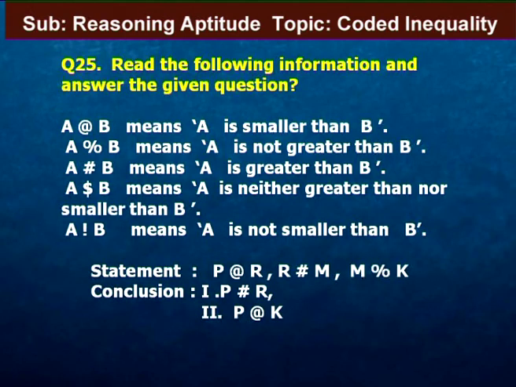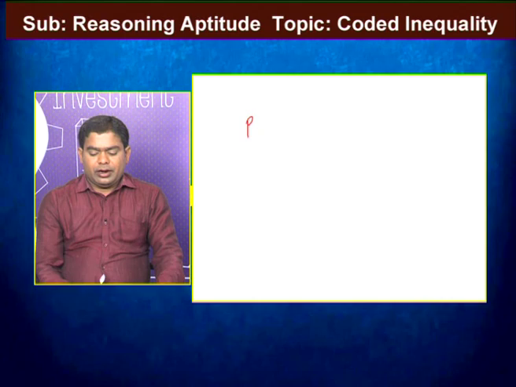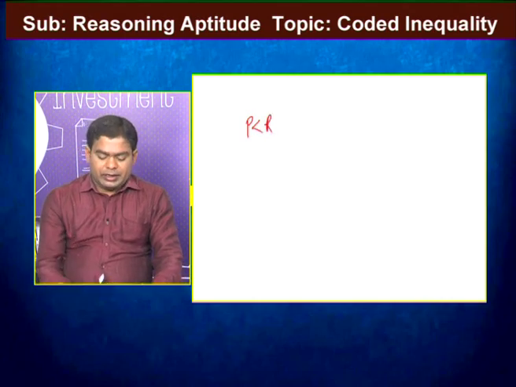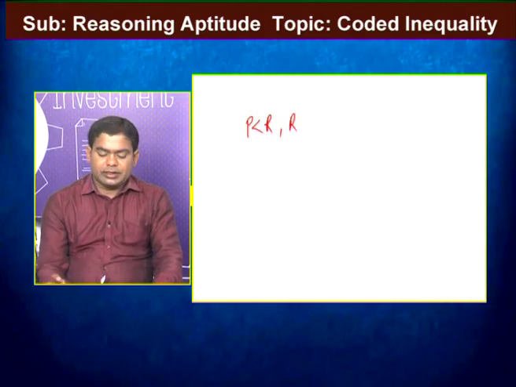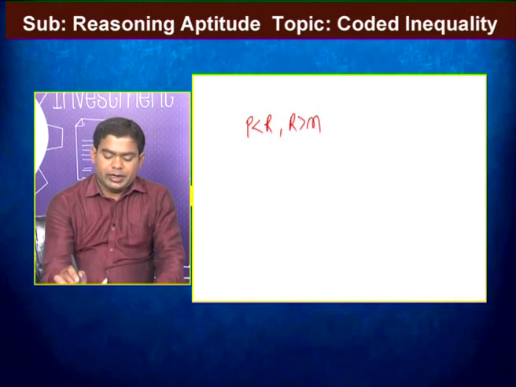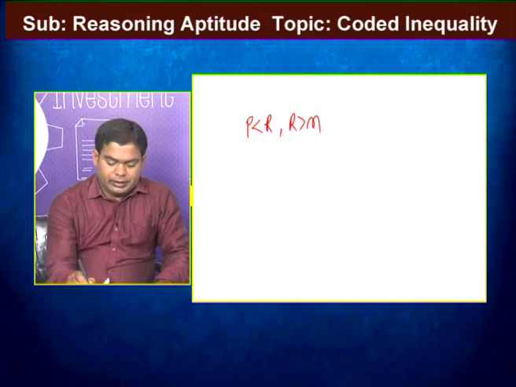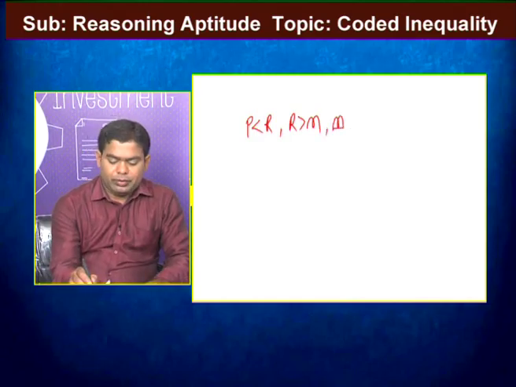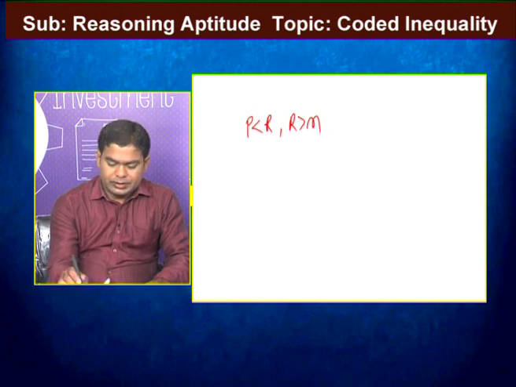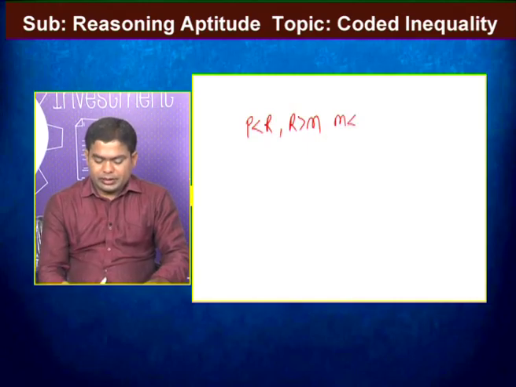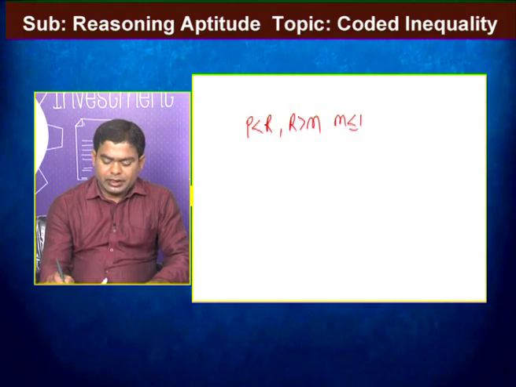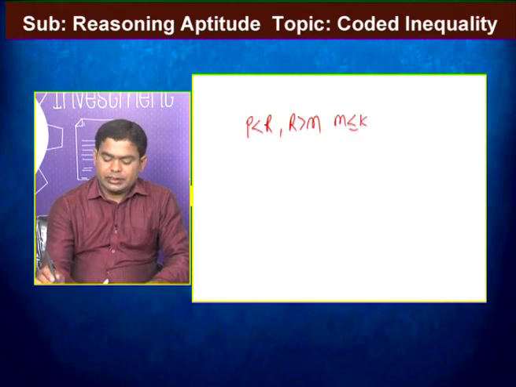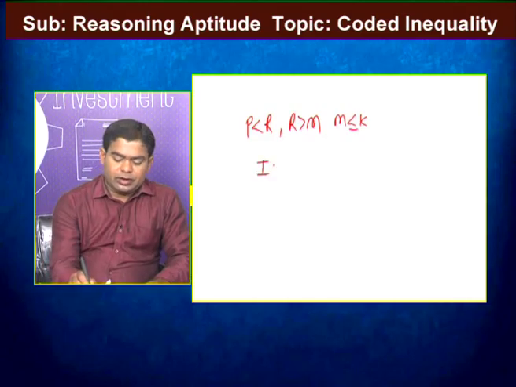The statement is P at the rate R, R hash M, M percentage K. Here at the rate is denoted as less than, so P less than R. R hash M, hash is denoted greater than, so R greater than M. And M percentage K, here percentage is denoted less than or equal to, that means M less than or equal to K. This is the statement.